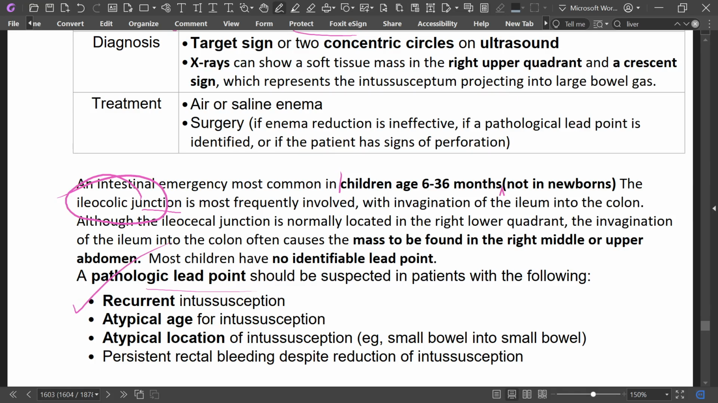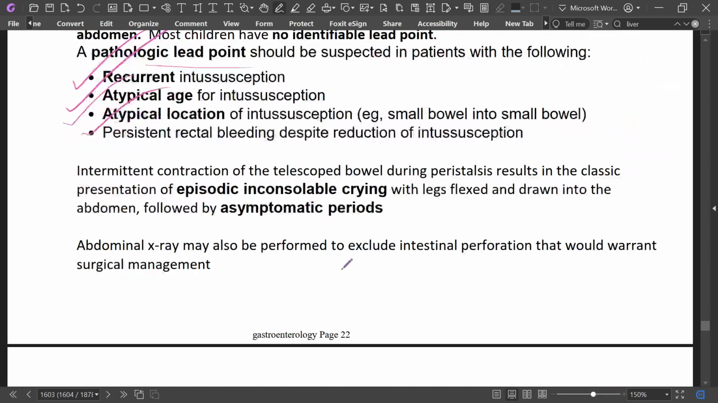Pathological lead points are suggested by recurrent intussusception, atypical age, atypical location, and persistent rectal bleeding. Intermittent contraction of the telescoped bowel during peristalsis results in the classic presentation of episodic inconsolable crying with legs flexed and drawn into the abdomen, followed by an asymptomatic period. Abdominal X-ray may be performed to exclude intestinal perforation.